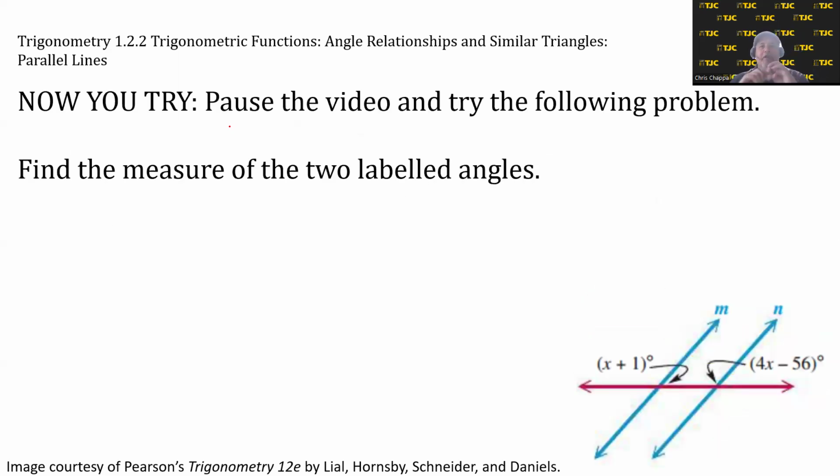All right, now you try. Pause the video and try the following problem. Find the measures of the 2 labeled angles. For clarity, both of those are inside the parallel lines. All right, spoiler alert, if you haven't paused the video and tried to solve it, I'm about to unveil the solution in 3, 2, 1.